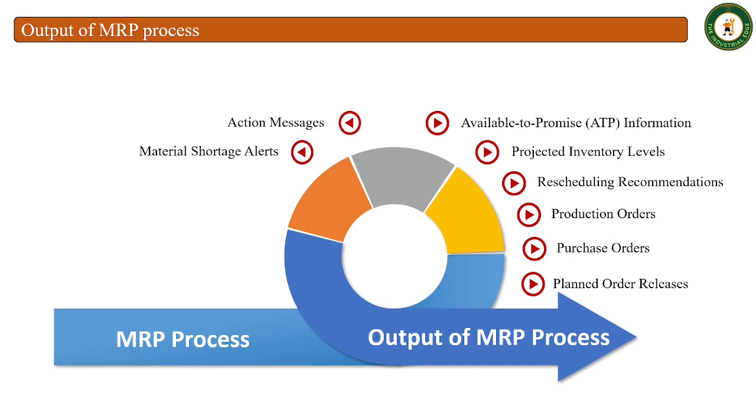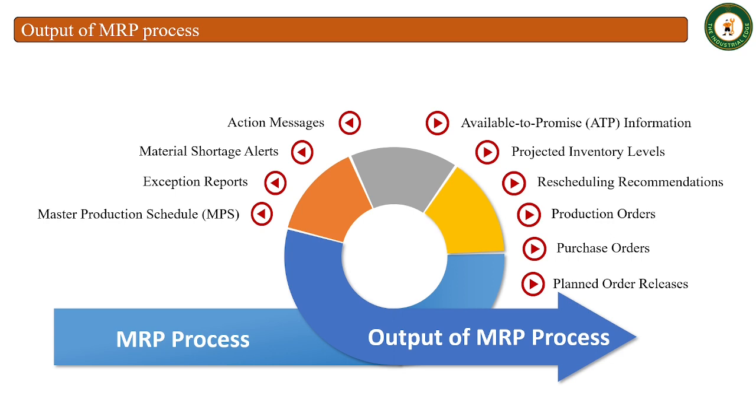Eighth output, material shortage alerts. MRP highlights instances where demand exceeds supply, indicating potential material shortages. This enables proactive management to prevent stockouts and production delays. Ninth output, exception reports. MRP generates exception reports that highlight deviations from the planned schedule, such as items with excessive lead time, excessive inventory levels, or overdue orders.